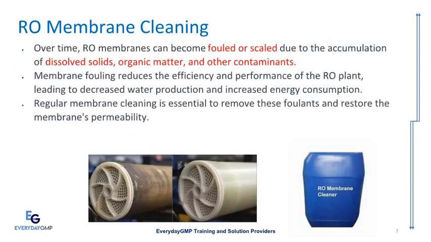RO membrane cleaning. Over time, RO membranes can become fouled or scaled due to the accumulation of dissolved solids, organic matter, and other contaminants. Membrane fouling reduces the efficiency and performance of the RO plant, leading to decreased water production and increased energy consumption. Regular membrane cleaning is essential to remove these foulants and restore the membrane's permeability.